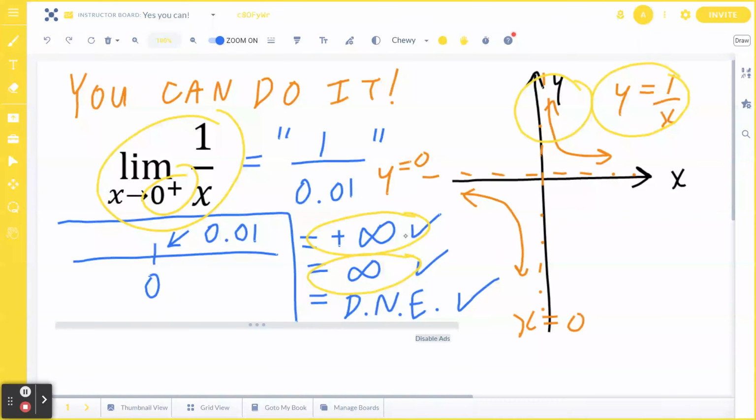And because there's no limit, you don't find the numerical value. Therefore, the limit does not exist. I hope this makes sense.